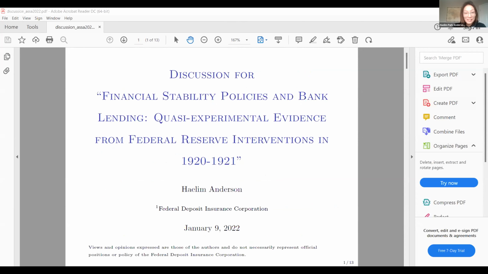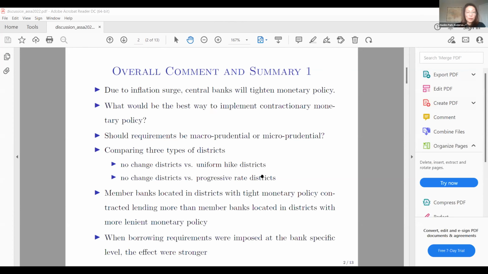So thanks for letting me discuss this paper. I learned a lot. Given the time limit, I will just go right into it. So overall comments and summary, I think Kilian can rewrite a little bit and make it more relevant for what's going to happen today.